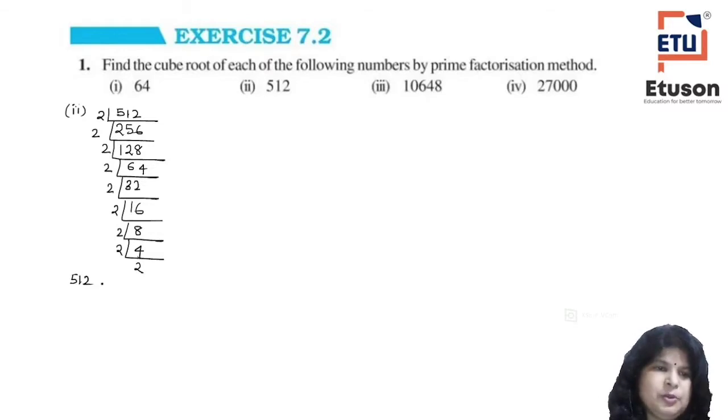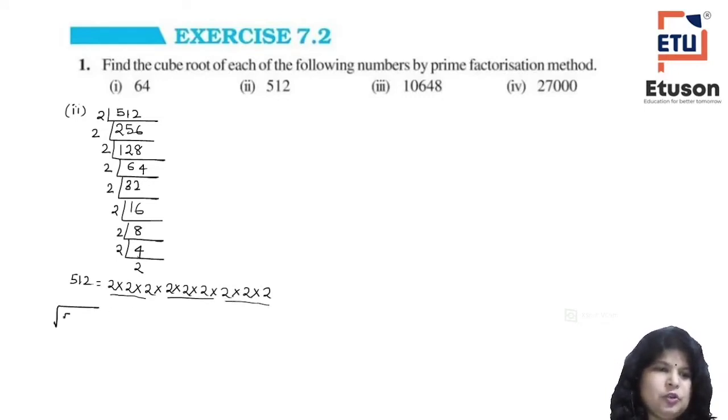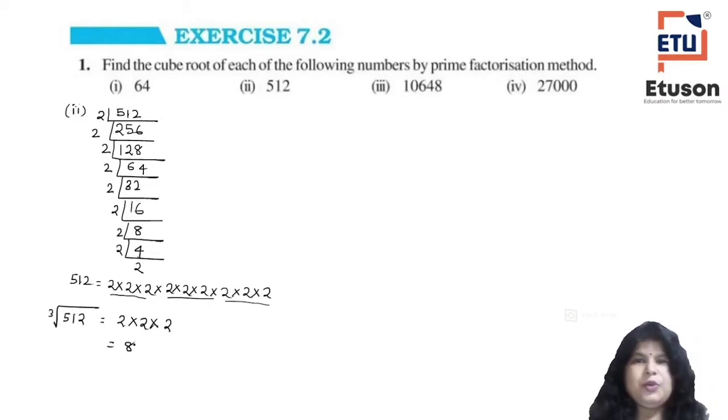So, let us write down the prime factors. That is 2 into 2 into 2 into 2 into 2 into 2 into 2 into 2 into 2. Right? So, let us form the group of 3. You have 3 groups of each factor 2. While finding out the cube root of 512, you have to take 1 from each group. So that means 2 into 2 into 2, and your answer is 8. Correct, children? Hope you have understood this.